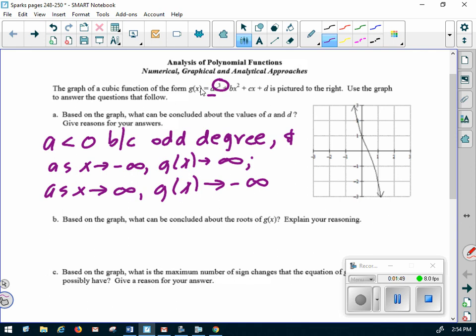Now, what about d? Well, d is the constant, which means the y-intercept. So d has to be 1 because it's the y-intercept.